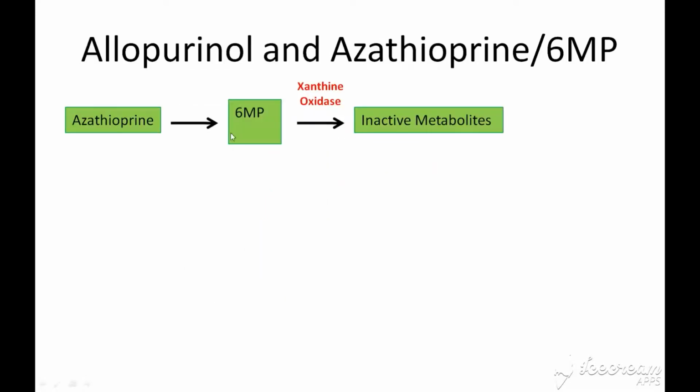An important drug interaction that you need to know is between allopurinol and azathioprine or 6-mercaptopurine. Now, azathioprine, when ingested, is going to be converted to 6-mercaptopurine. 6-mercaptopurine is going to be converted into its inactive metabolites by the enzyme xanthine oxidase. Now, remember that allopurinol inhibits xanthine oxidase. So if a patient is taking both of these drugs together, this can increase the risk of 6-mercaptopurine toxicity. So be cautious when giving these two drugs together.